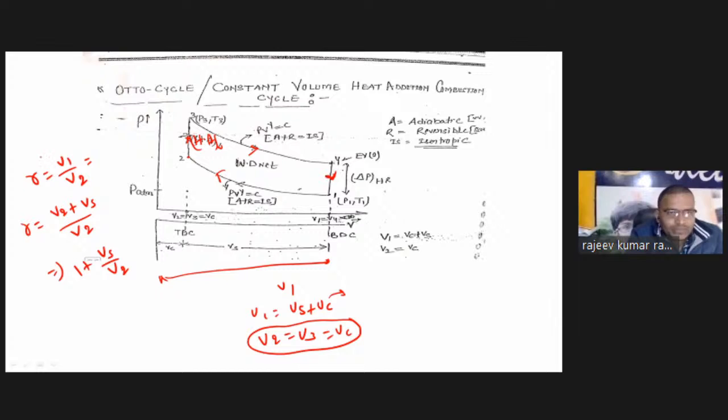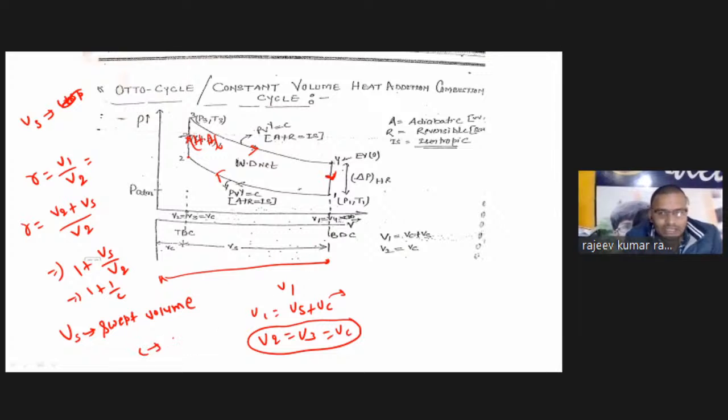What is Vs? Vs is the swept volume. So you can write this as 1 plus 1 upon c, and c is called our clearance ratio. Sometimes in a question the clearance ratio will be given, and they will ask you to calculate the efficiency. So you can use this equation.